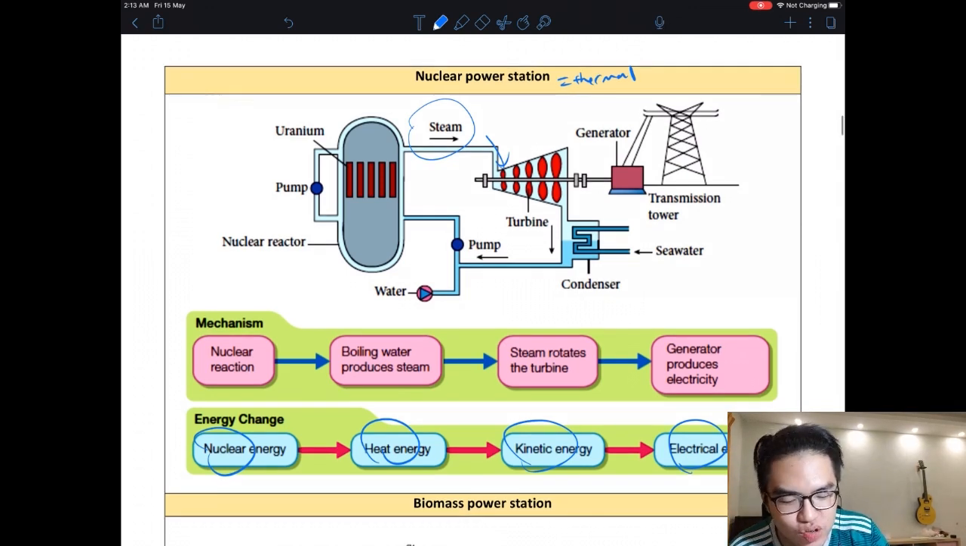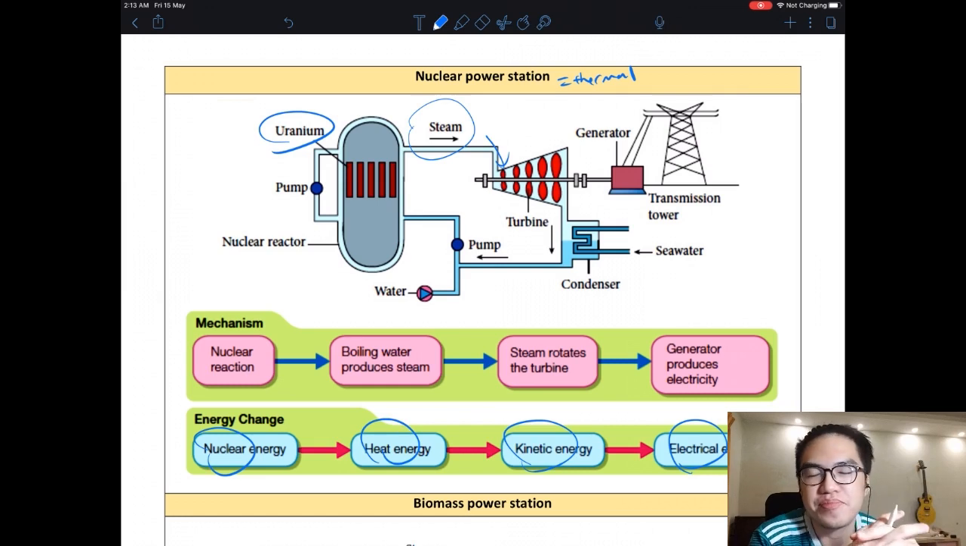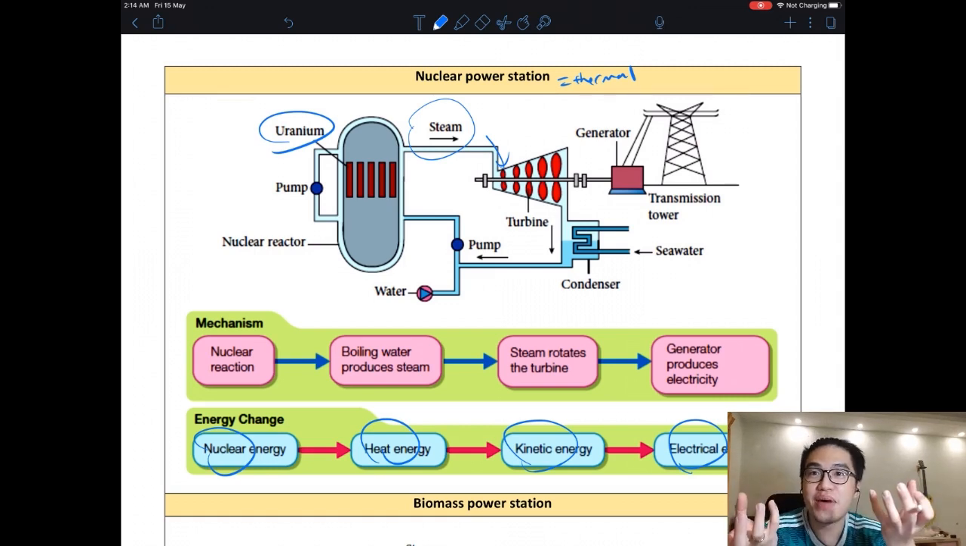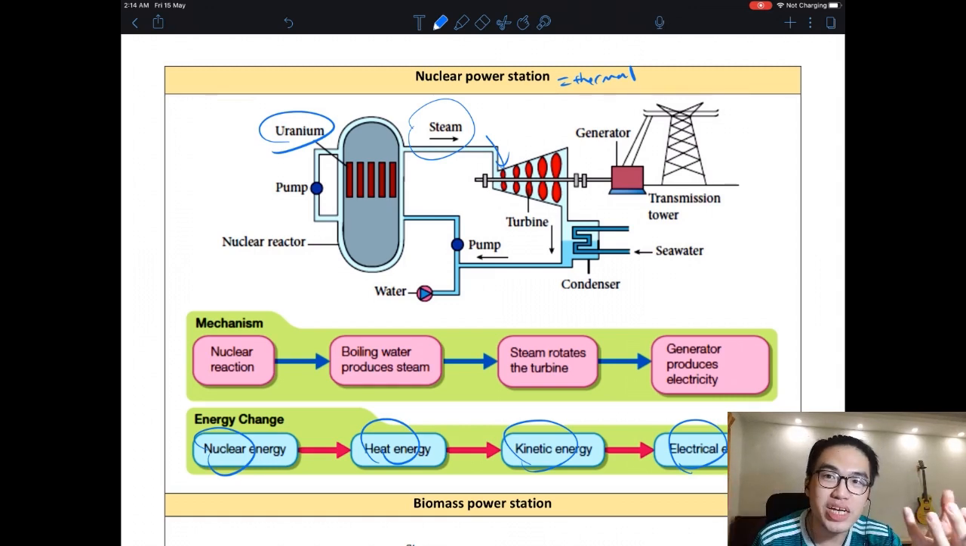Uranium. Not every country has it. Uranium is at least a few hundred times stronger than fossil fuel. Which means if you burn uranium, for the same mass, 1 kilo of uranium and 1 kilo of petrol, 1 kilo of uranium is going to give you much more energy. I've even heard that if you use nuclear to run your car, you don't need to pump petrol for a few years. Wow, imagine that.